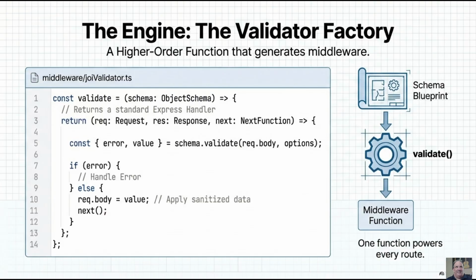Lines 9 through 11 here. If there's no error, we do two critical things. First, request.body equals value. We overwrite the raw request body with a clean validated version. Then we call next to pass control to the next middleware or the route handler.